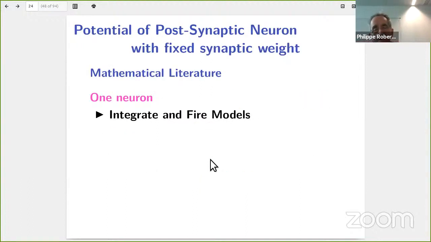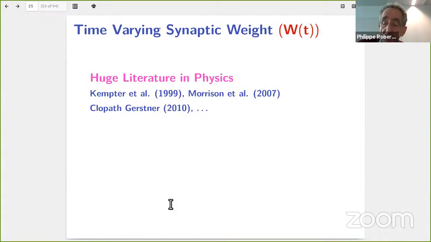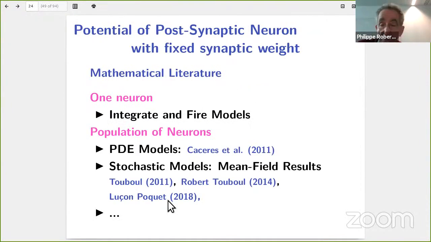Okay, so let me have a brief look at the mathematical literature. It is mostly devoted to one neuron, in the integrate-and-fire model in particular. There are some works on populations of neurons with PDEs, in fact several of them, and few results on populations of neurons with mean field results. I just mention quite a few, but now there are more and more. But if you don't have a mean field result, the literature is quite scarce on populations of neurons. And of course, all these works assume a fixed synaptic weight. There is no question of time-varying synaptic weights.